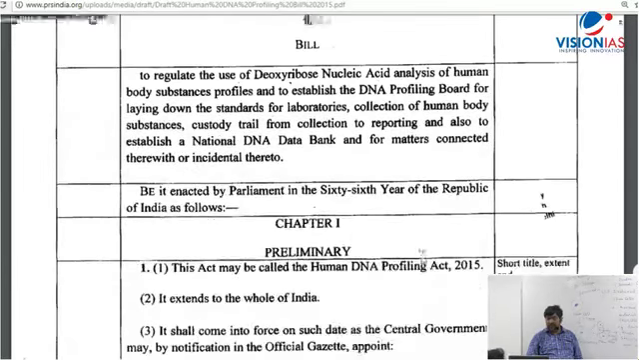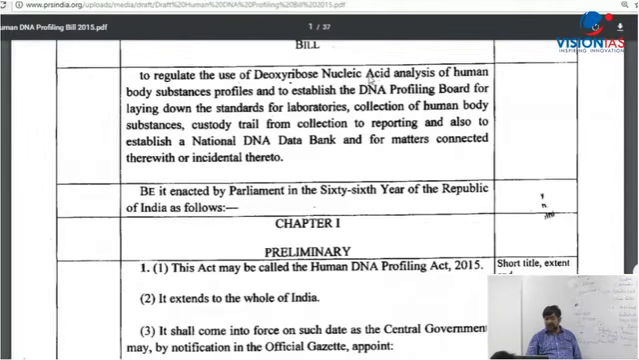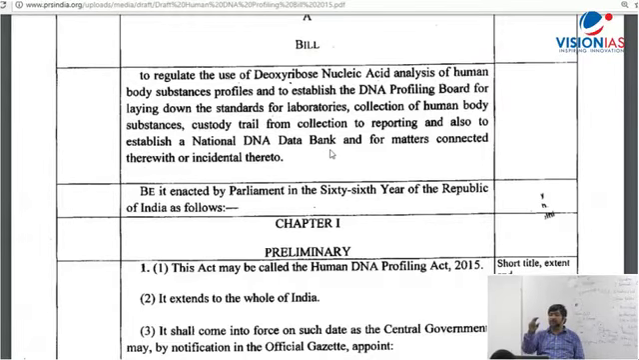The bill is to regulate the use of deoxyribose nucleic acid, DNA, analysis of human body substances, profiles, and to establish the DNA Profiling Board. The law has not been passed yet, but has been tabled. It says there has to be a DNA Profiling Board for laying down the standards for laboratories, collection of human body samples and substances, custody trail from collection to reporting, and also to establish a national DNA data bank. The DNA fingerprinting of people will be done, with matters connected therewith or incidental to this.